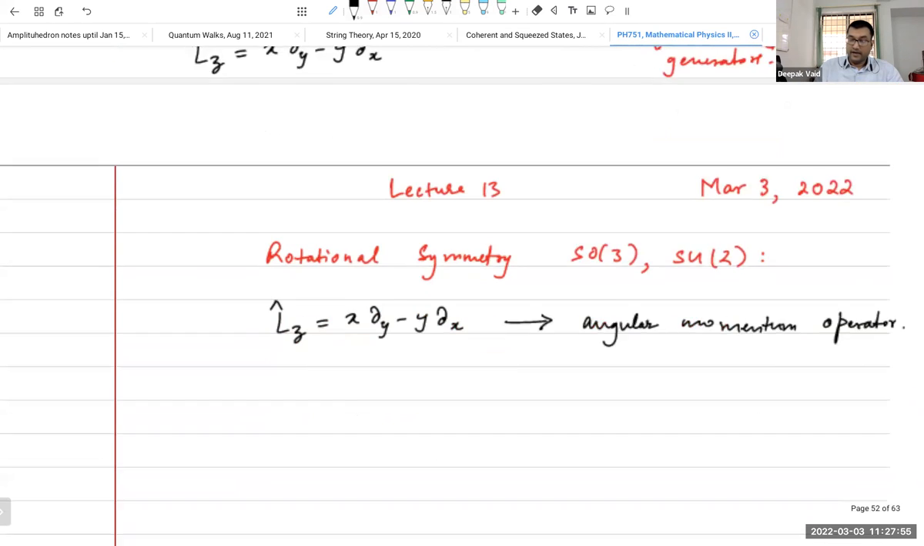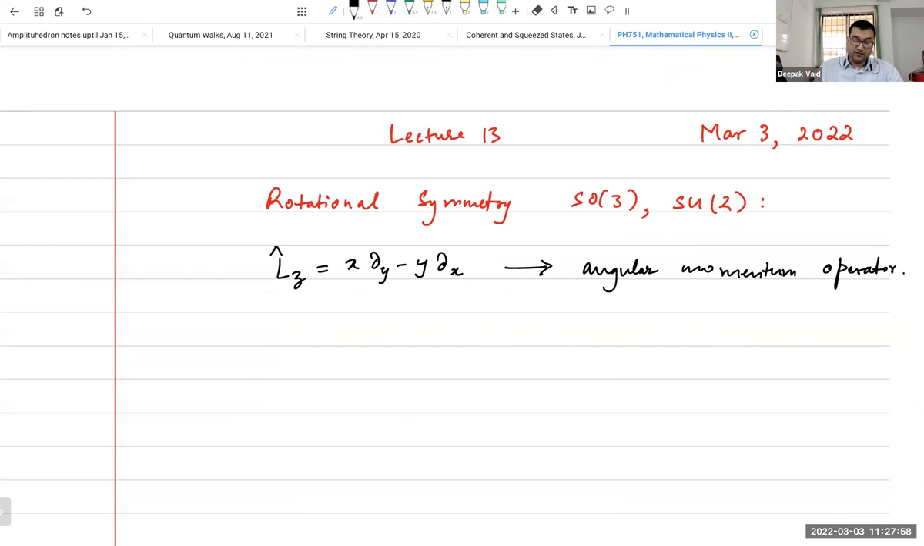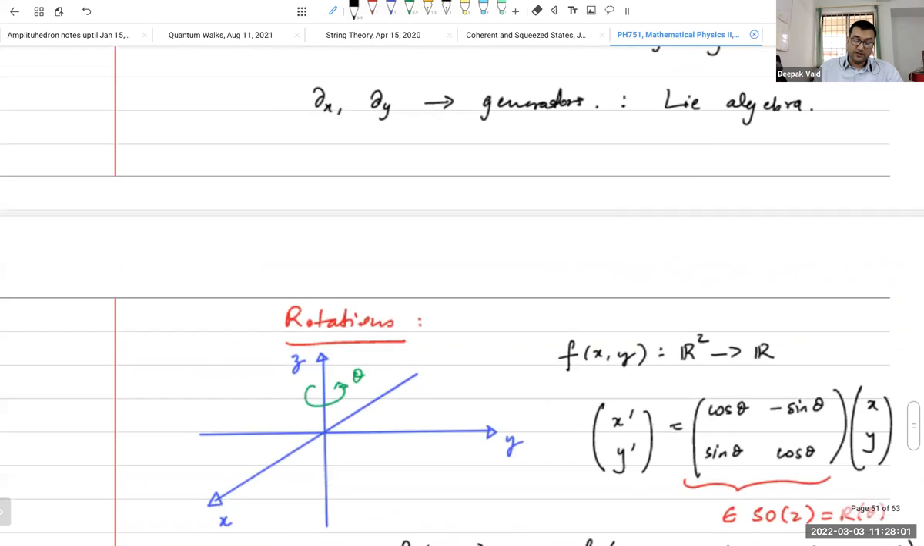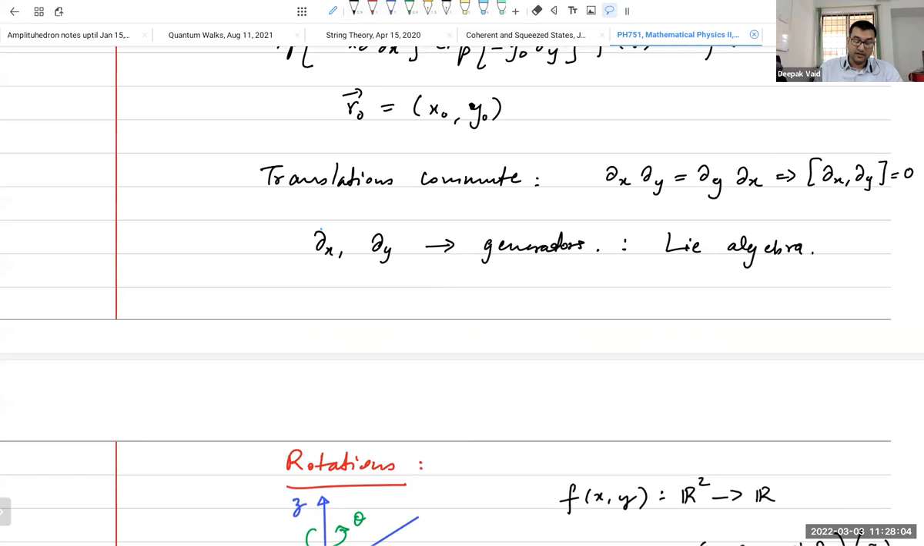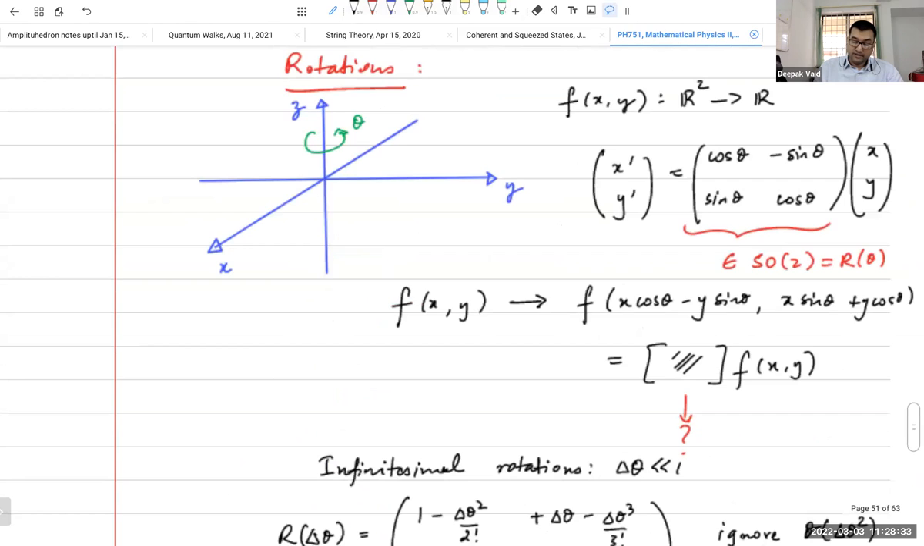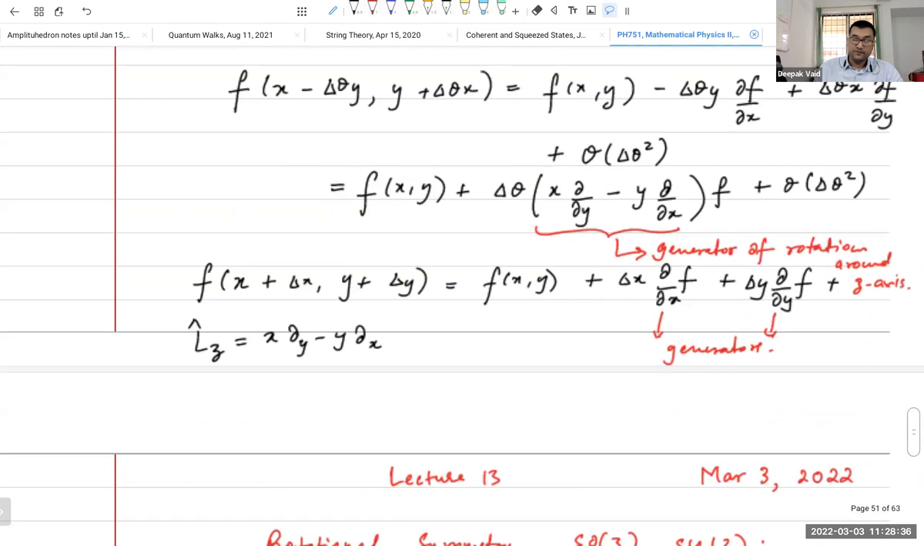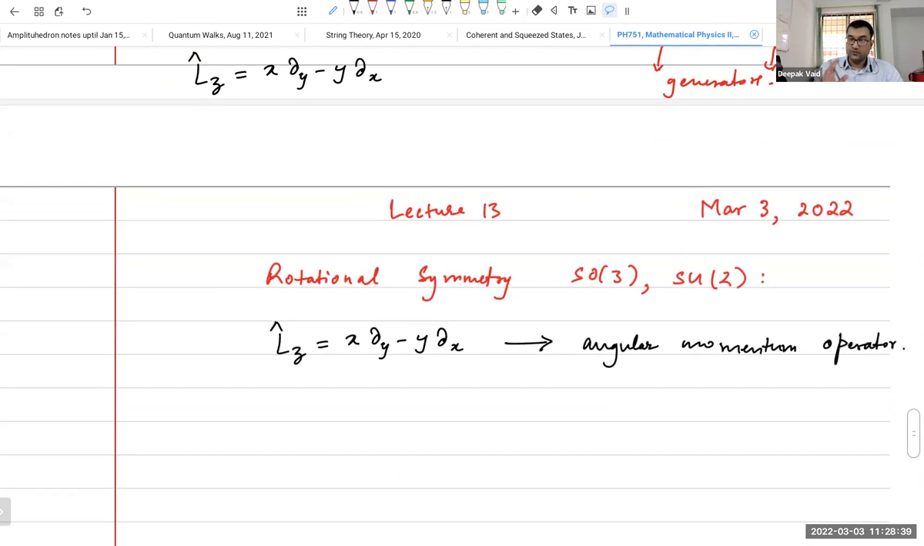Okay. Does this make sense? Well, let's go back to the case of translations. In the translational case, our generators are d by dx and d by dy, right? So which operator do these correspond to? They also correspond to operators. Which operator? The momentum operator. So the momentum operator is the generator of translations, and the angular momentum operator is the generator of rotations. That's one way to look at it.